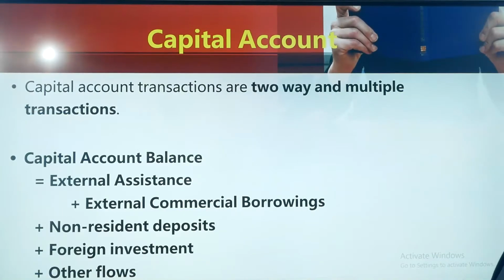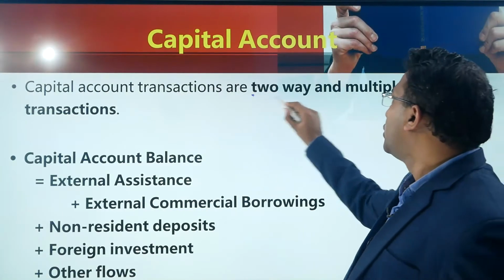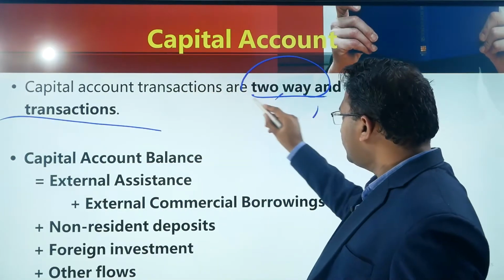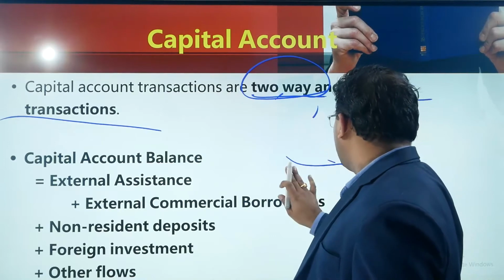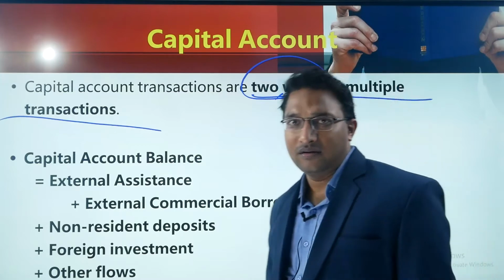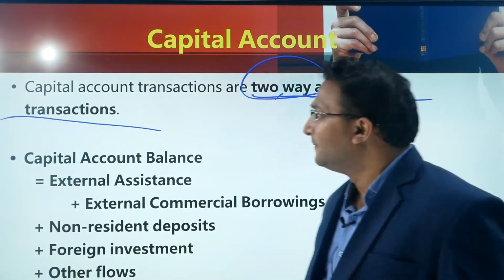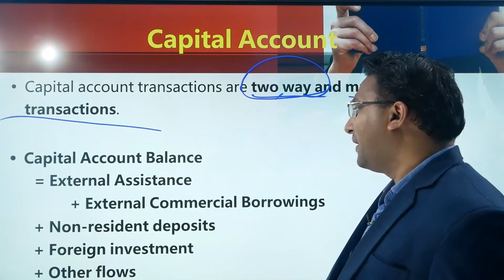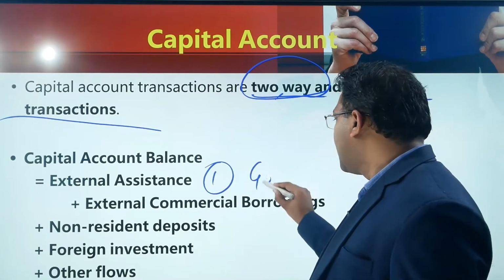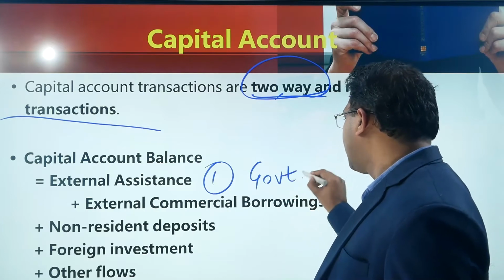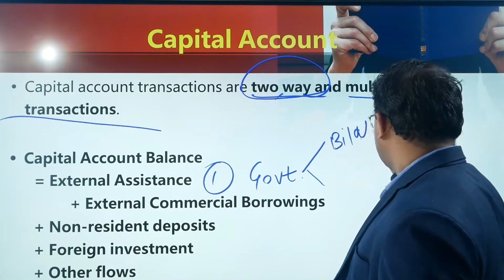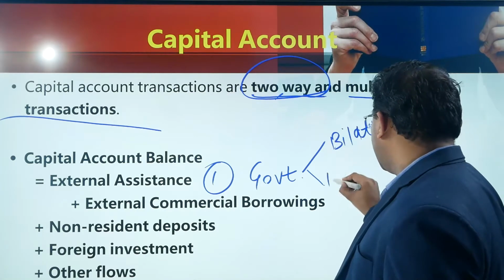Now here you can see capital account transactions are two-way and multiple transactions, right? Two-way means that first there will be receipt of the loan and then it will be repaid. So one example is the loan. Capital account balance, how do we determine? First item is the external assistance. This is basically the loan taken by the government from the bilateral and multilateral agencies.